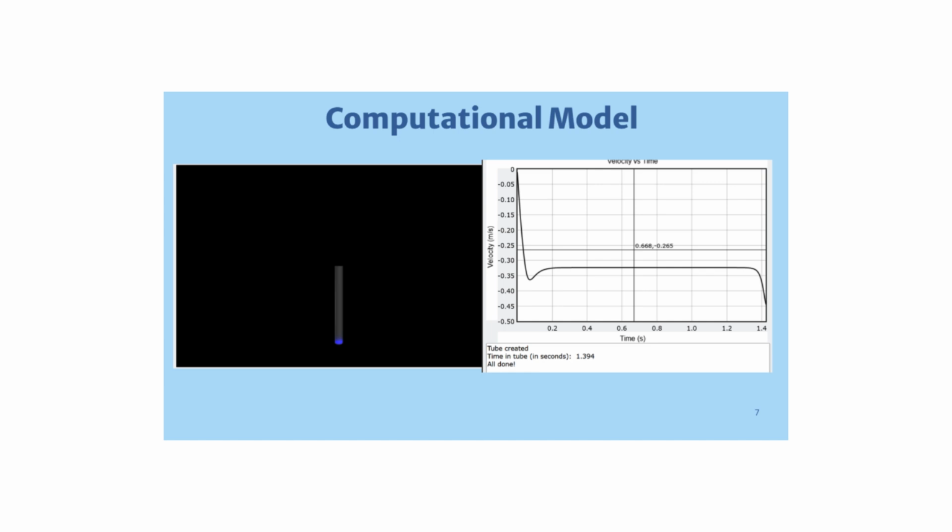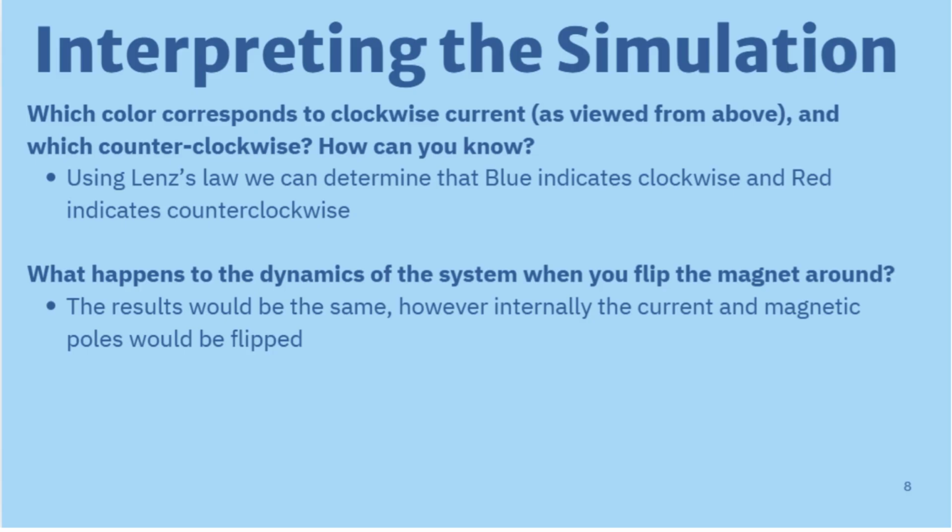And then as you can see, these are the results of our computational model, with the time in the tube in seconds listed on the very bottom right at 1.394 seconds. We then moved on to interpreting the simulation. We figured out which color corresponded with clockwise and counterclockwise current using Lenz's law. We determined that blue indicates clockwise and red indicates counterclockwise.